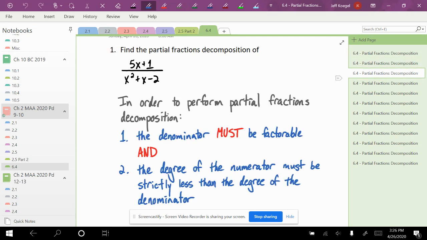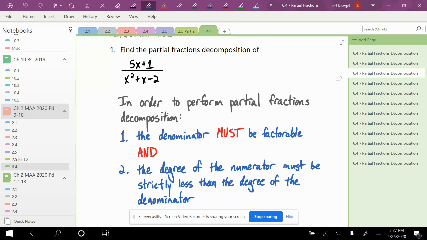In order to perform partial fractions decomposition, first, the denominator must be factorable. And that's non-negotiable. If the denominator doesn't factor, then you can't do partial fractions decomposition. The second criterion is that the degree of the numerator must be strictly less than the degree of the denominator.